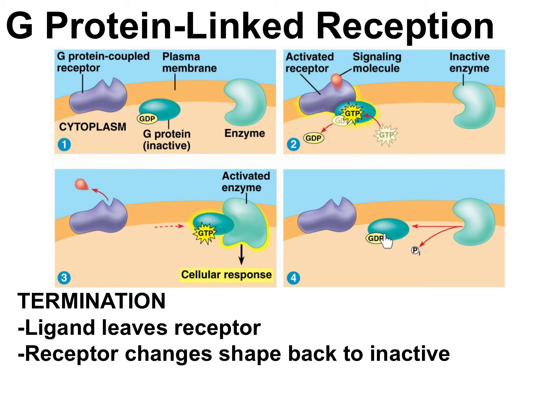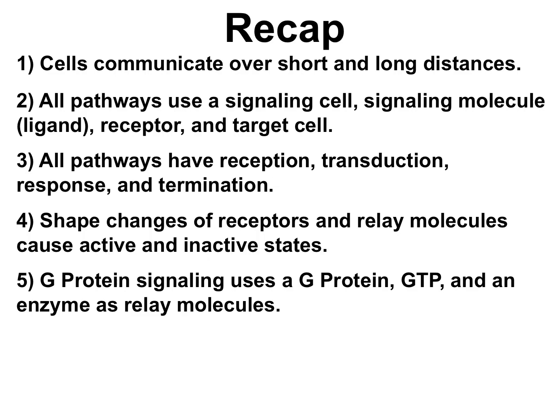In addition to the shape change of the G-protein and enzyme, the receptor gets inactivated as well, right here in panel 3. This actually happened a little while ago. So the ligand leaves the receptor. Unbinding from the ligand causes the receptor to change shape back to its inactive conformation. So there's been inactivation of the G-protein, the enzyme, and the receptor as parts of termination in the signaling pathway. Wow, that was no joke. Welcome to signaling, right?